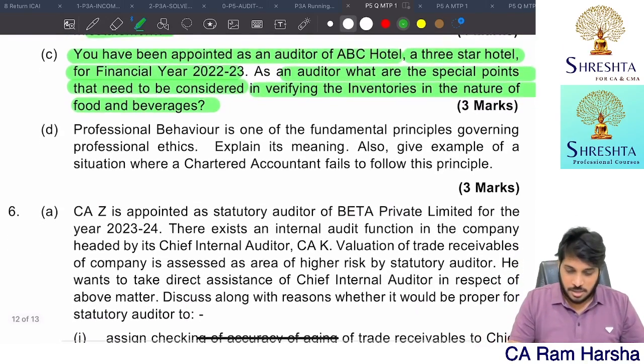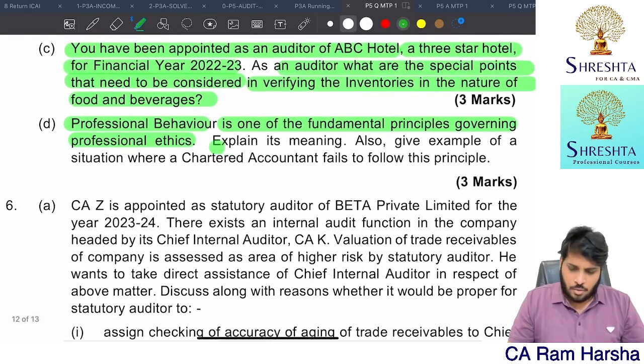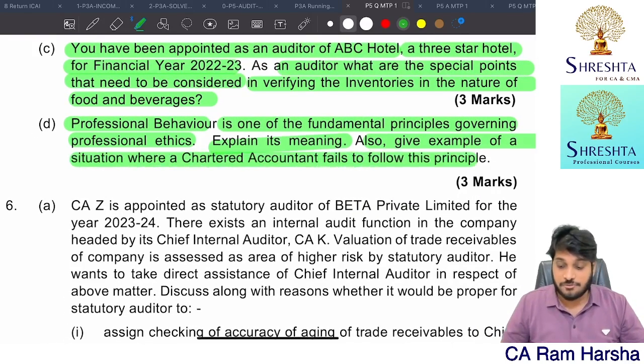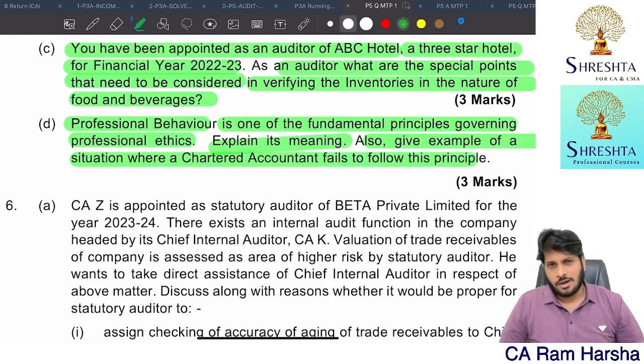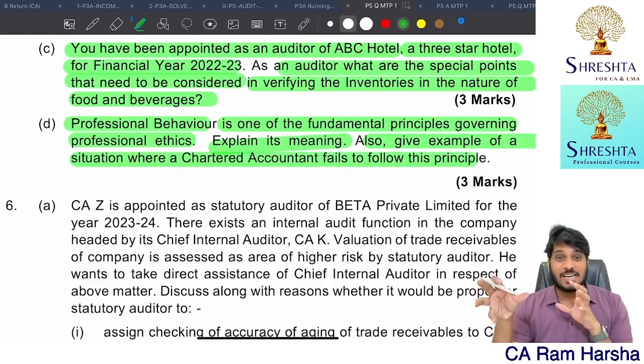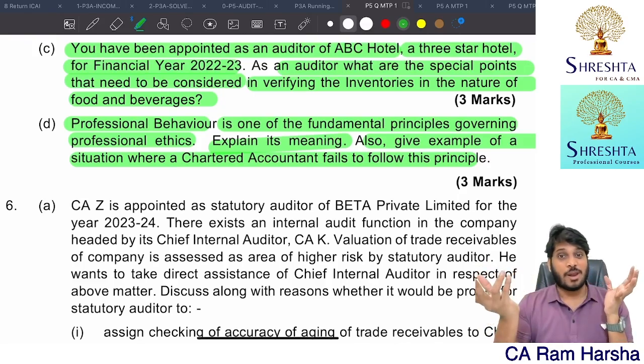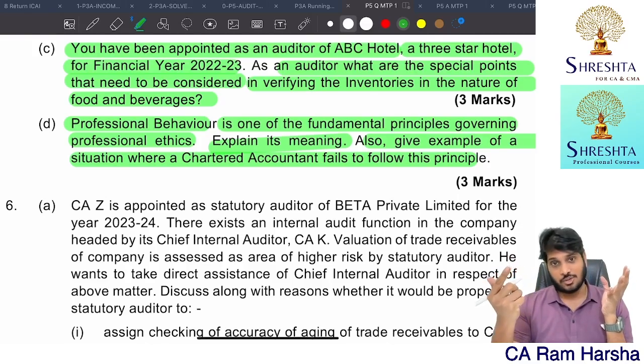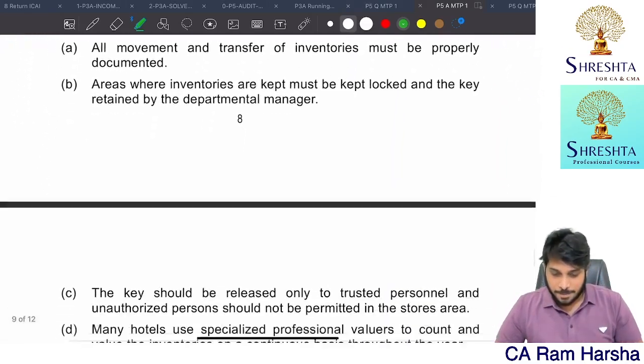You please read it. Professional behavior is one of the fundamental principles governing ethics. What is the meaning of professional behavior? Also give an example of a situation where chartered accountants fail to follow this principle. We have seen in one of the MCQs, like one CA after appointment has sent a request to the previous auditor before accepting the appointment. This fellow did not reply. This is an act of unprofessional behavior.